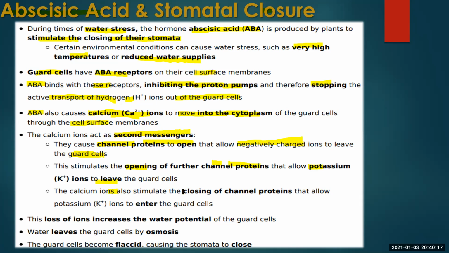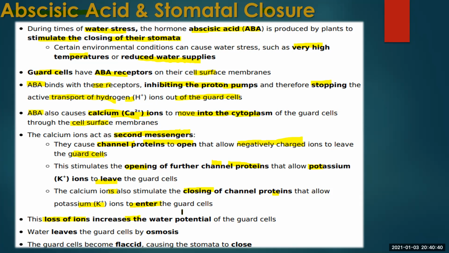One extra thing that they do is they stimulate the closing of channel proteins that allow potassium ions to enter the cell. So they would open the channel proteins that allow the potassium ions to leave the cell and close the ones which allow the potassium ions to enter the cell, right? Since negative ions are being lost, the positive potassium ions are lost also.